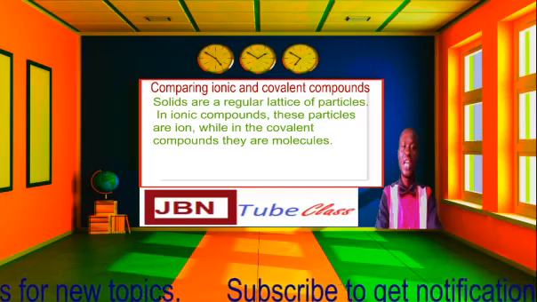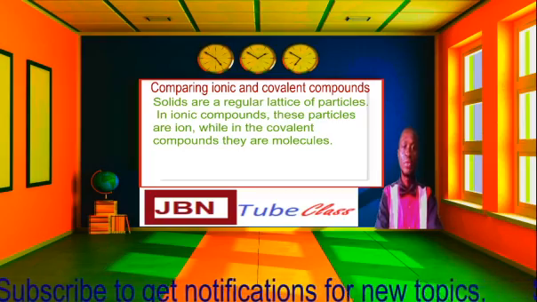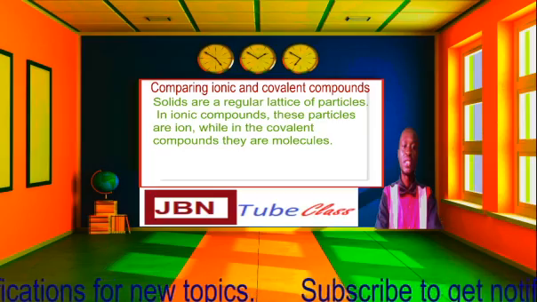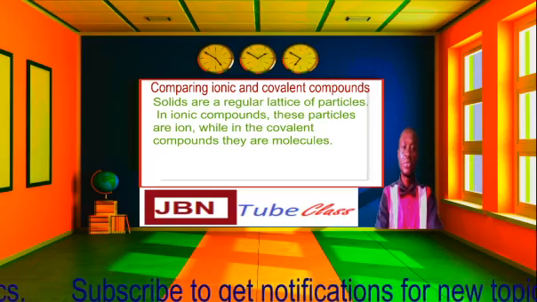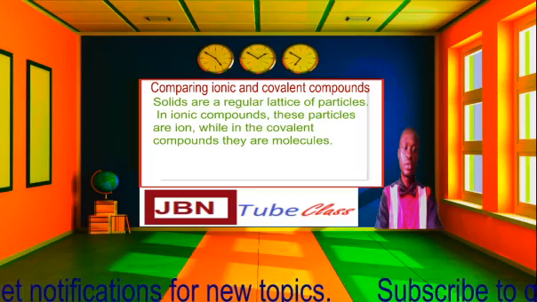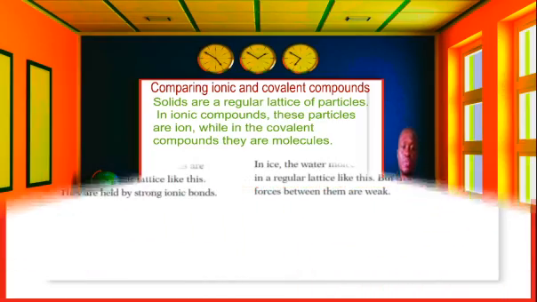The particles in the lattice of ionic compounds are made up of ions, as the name implies, while the particles in covalent compounds are made up of molecules. Let's look at this particular example.